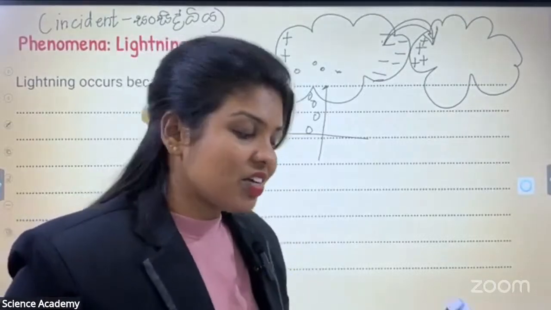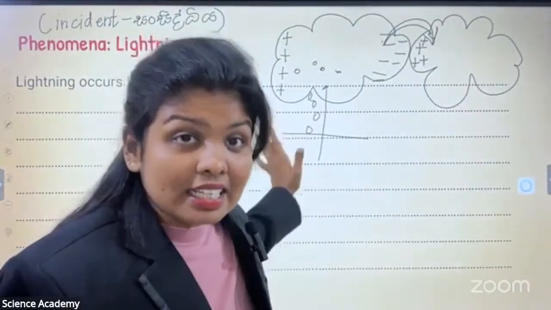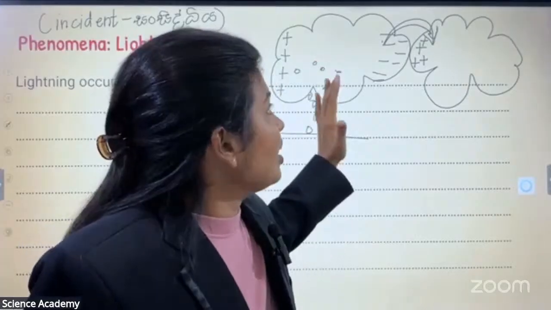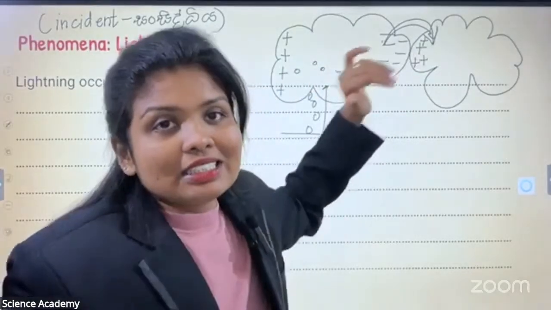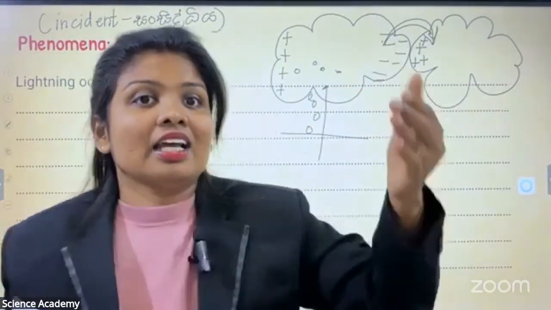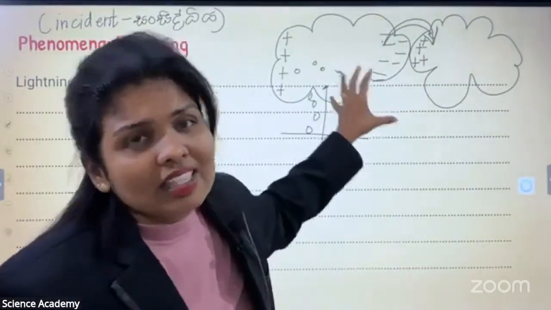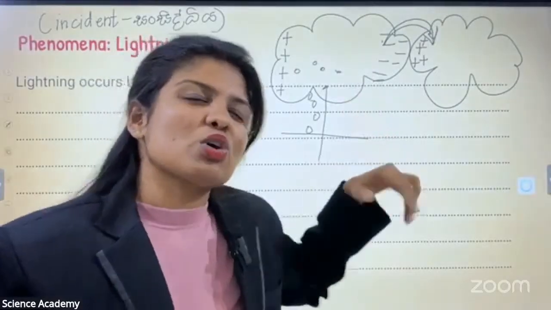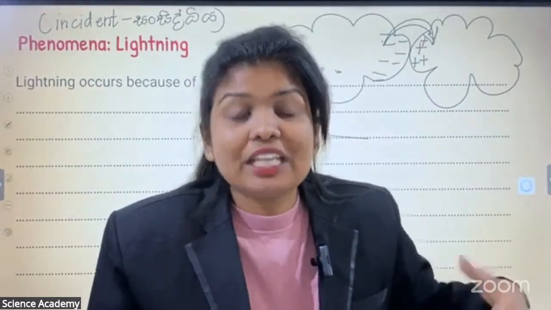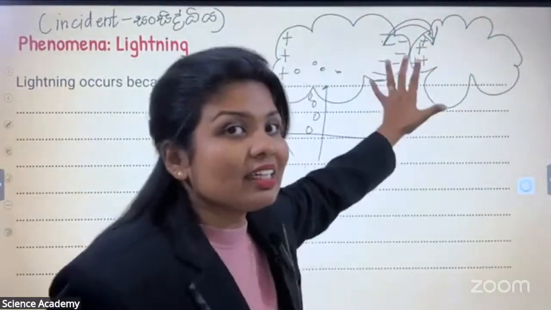Children, as a result of this discharging, lightning occurs, right? So children, the movement of these electrons, we can see that energy as light and sound. Okay, right. So children, why are these clouds rubbing? Because of the wind currents. Because of the wind currents, children, these clouds rub each other.